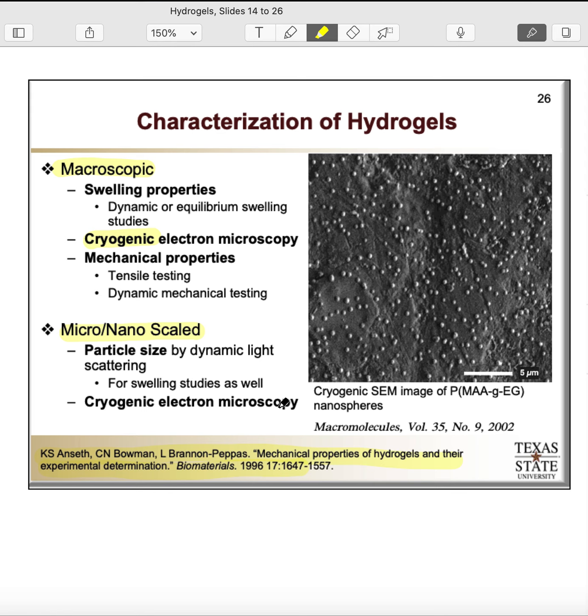Cryogenic electron microscopy is still valid for these kind of systems. And then for mechanical testing, there's a number of different ways. One of the ways is to utilize atomic force microscopy, and there are other methods that could be also important.